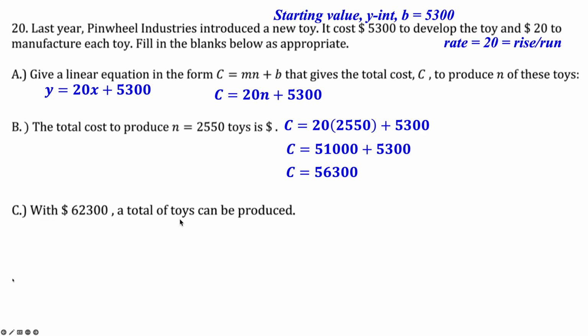62,300, a total of toys can be produced. Now 62,300 goes in for C, and we solve for n. So subtract over the 5,300 to get to 57,000. Divide by 20, 2,850 toys can be produced.